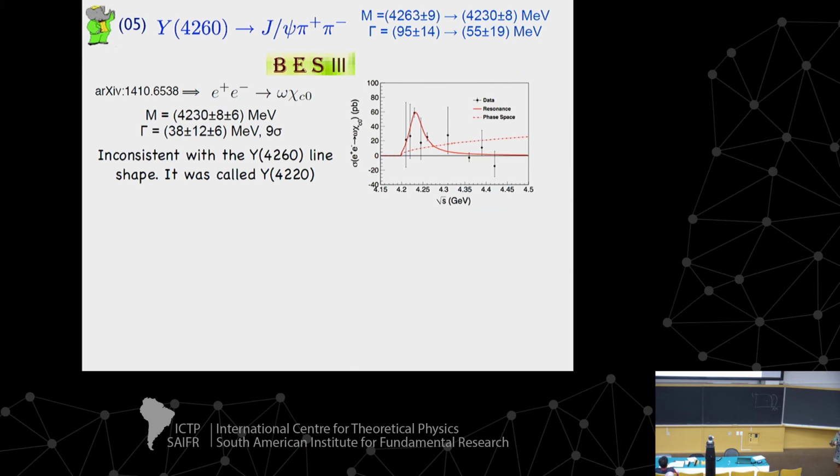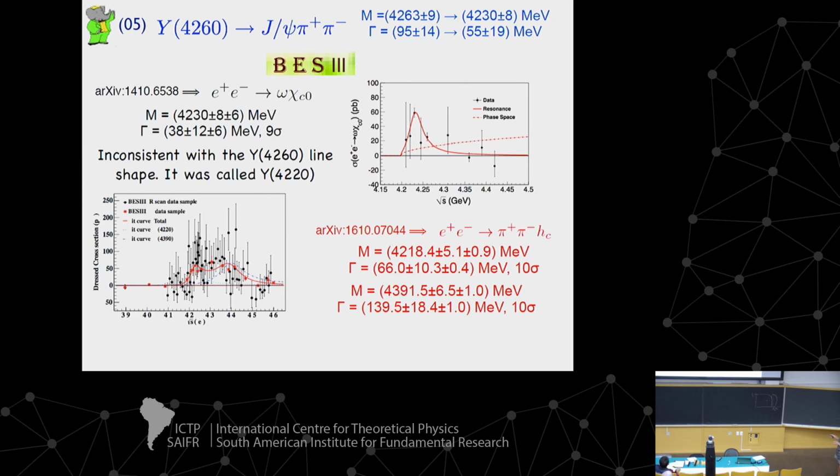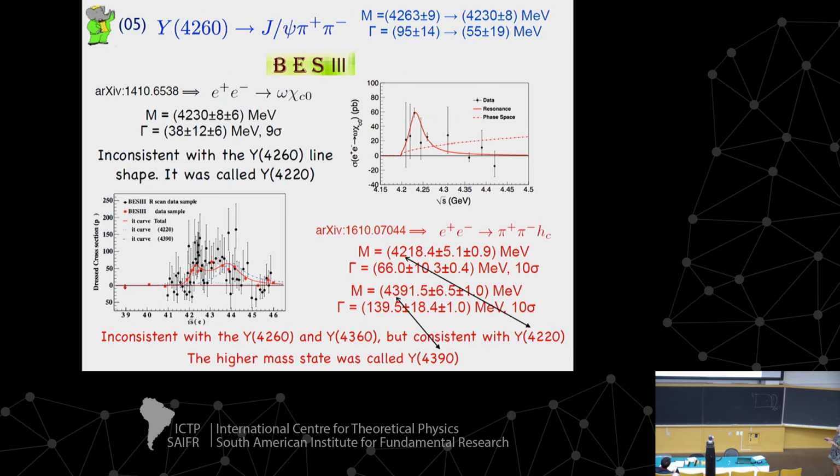This is what they say in their experimental paper, in 2014. Now, in 2016, they did another experiment in this other channel here, and they saw two different resonances. These are the mass and widths for these resonances. They also say that the two of them are inconsistent with 4260 and 4360. Although the masses are similar, they said they are not consistent. But the smaller-mass resonance, they say, is consistent with the state seen in this decay channel here. And for this higher-mass state, they gave another name.